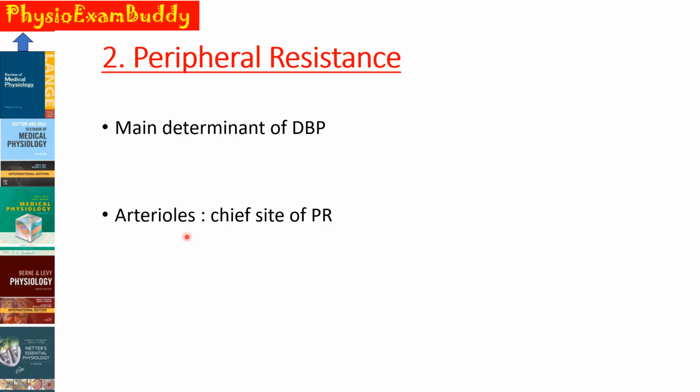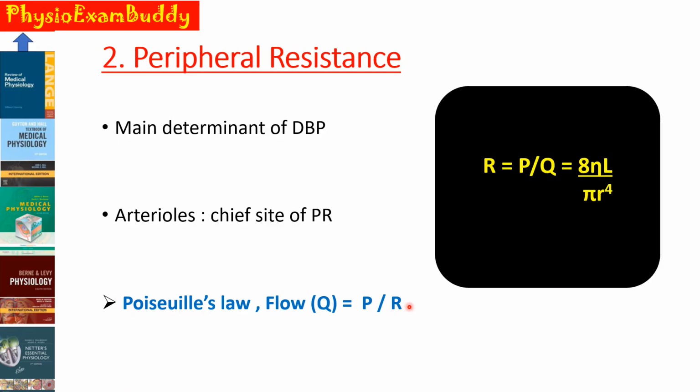We have many types of blood vessels like arteries, arterioles, veins and capillaries. Out of these, the arterioles are the chief site of peripheral resistance. And Poiseuille's law states that flow, which is represented by Q, is equal to pressure by resistance. So by rearranging, we get R equal to P by Q, which is equal to 8 eta L by pi r raised to 4.